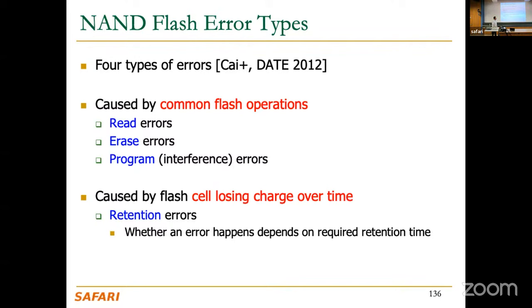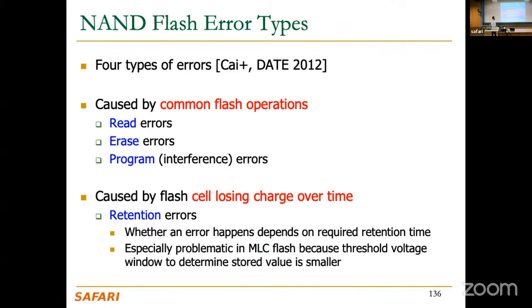Okay, yeah. For retention errors, whether an error happens depends on the required retention time, and it's especially problematic with multi-level cell flash, because in some flash chips, we want to put the charge level on the floating gate into four different categories so that we can store 2 bits instead of 1 bit. Or maybe in some cases 3 bits, right? And in those cases, they're more prone to this kind of errors. Charge leakage can cause more bit flips.